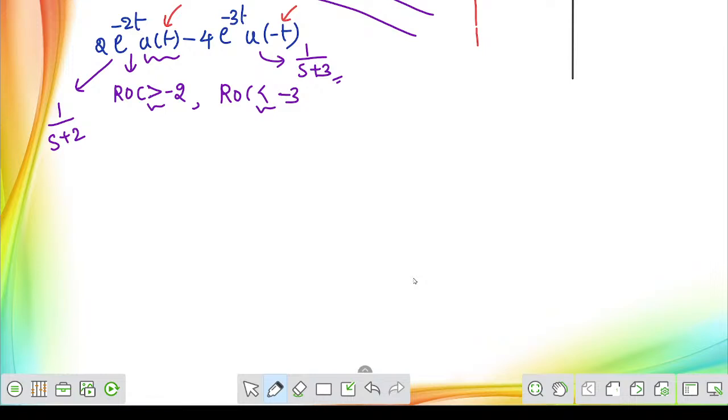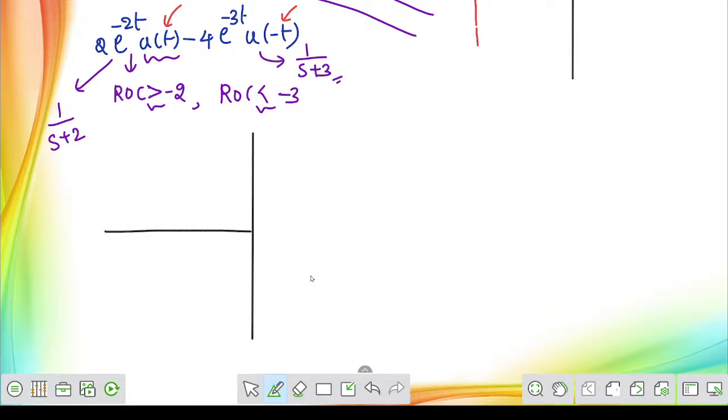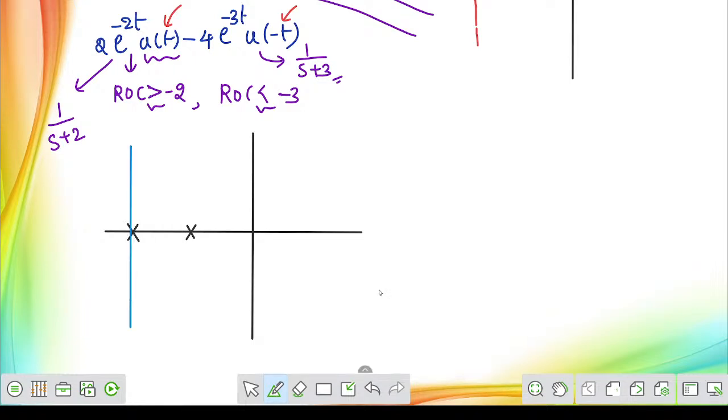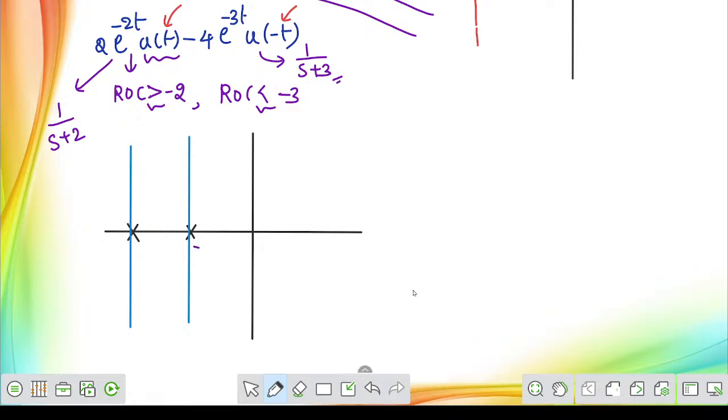Let's see how to draw the ROC for the given one. We have two poles. One is s plus 2, meaning at s equal to -2 we have a pole, and at s equal to -3 we have another pole. Now cross-examine how to draw the ROC for both of these. Wherever we have the poles, first draw a vertical strip before concluding. Then mark the pole values. The value of the first pole is -2 and the second pole value is -3.